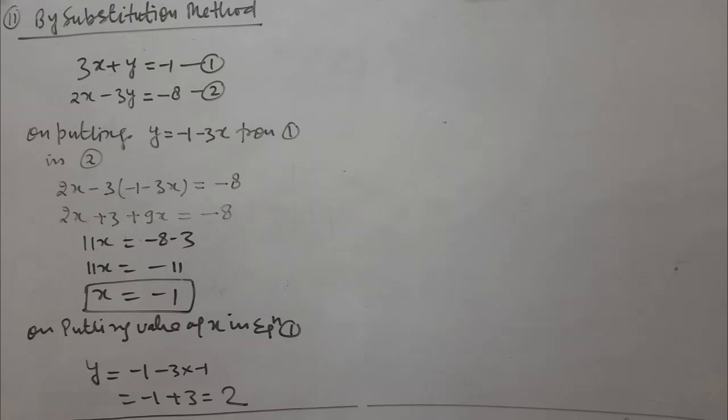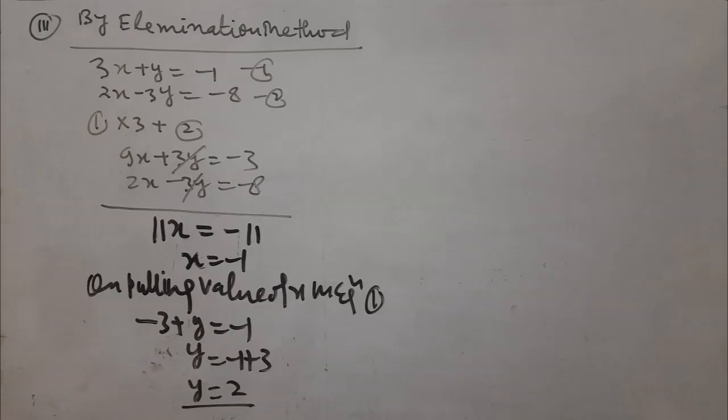But in my view, the elimination method is the easiest method among these four methods. Now we will discuss the elimination method. 3x plus y equals minus 1 and 2x minus 3y equals minus 8. There are two equations. You have to make the coefficients of x or y equal, if possible. Then we will add or subtract the equations to find the solutions.